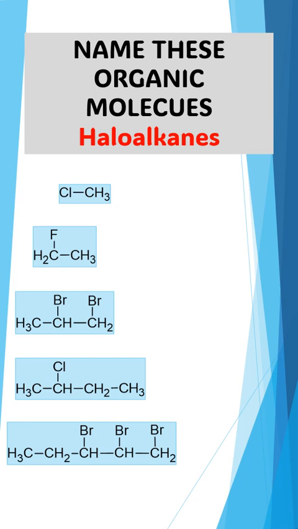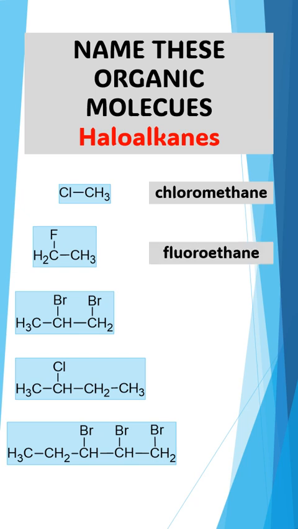Name these organic molecules. They are all haloalkanes. Because they're haloalkanes, the name for the first one is chloromethane. And F will give us a fluoro, and this is a fluoroethane for our second one. The third one, 3 carbons, it's going to be a propane, and we have a bromo coming off the first and the second, so it is 1,2-dibromopropane.